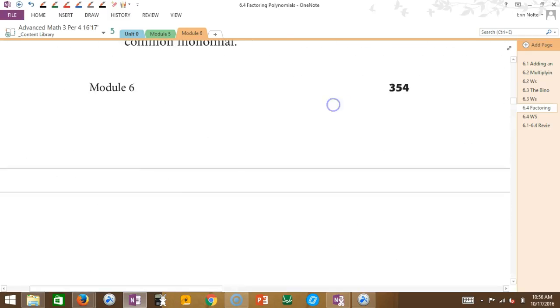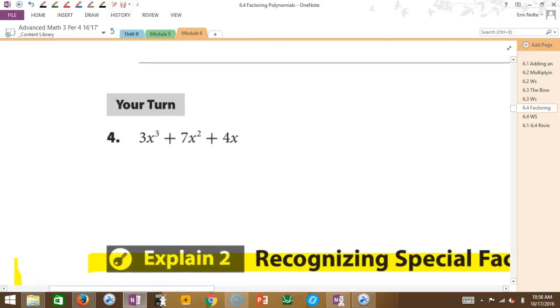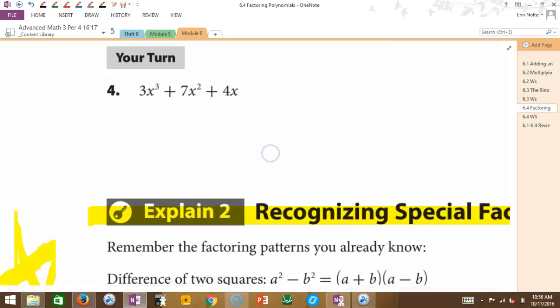Okay, quick example. Let's see if I can find a good one. Oh, yeah, this is the one I like. Question number 4 here. Can you guys see that? Can I pull out a greatest common factor? Everybody agree that the first term that I can pull out is an x? So I have an x, and if I pull out x, what's left over? 3x squared plus 7x. Let me rewrite that. Plus 4.